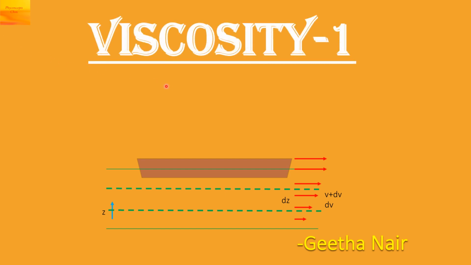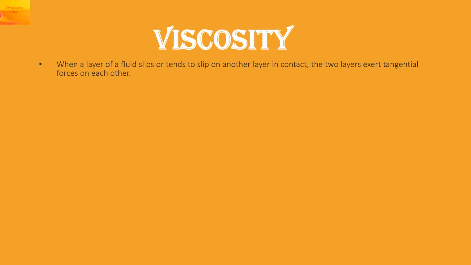This is the first part of the series on viscosity, where we will see about viscosity. We observe water, kerosene, they flow very easily compared to castor oil and honey. Now this is due to the property of a fluid called viscosity.